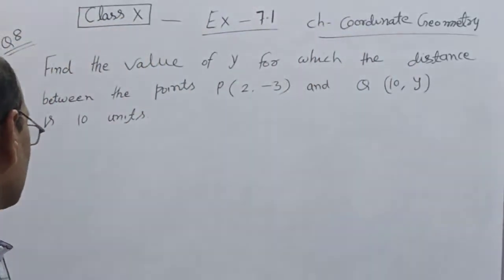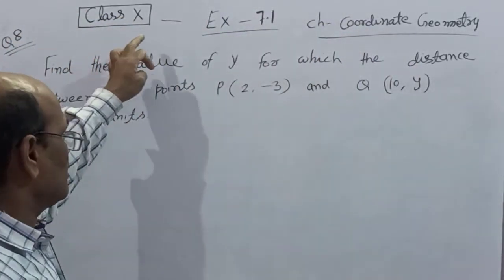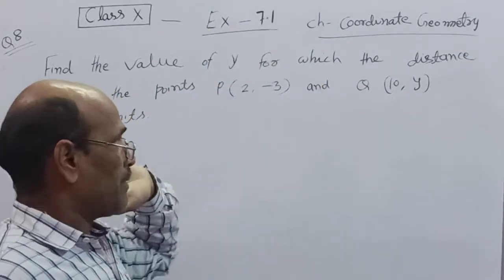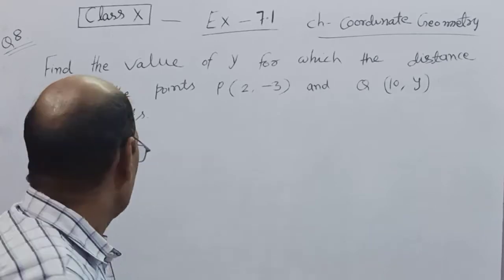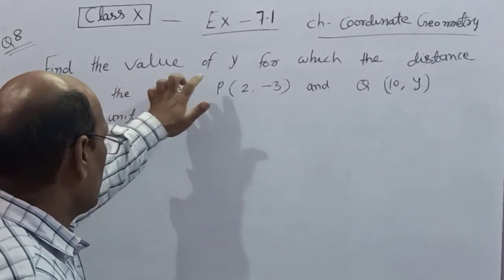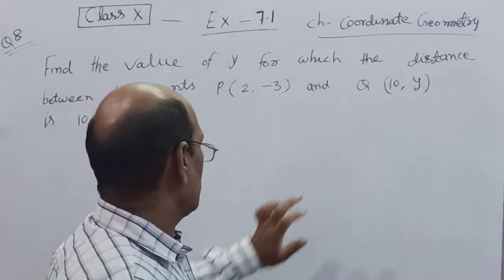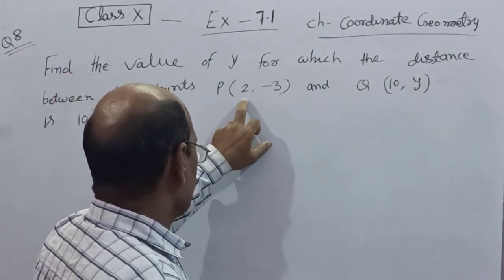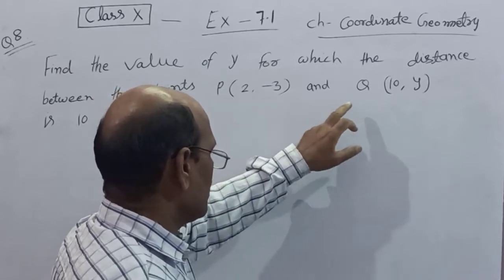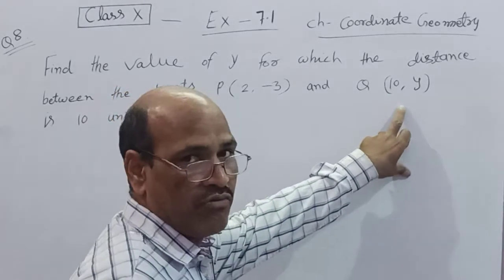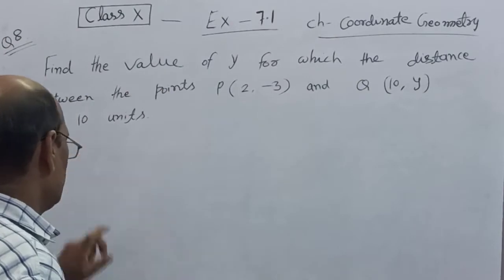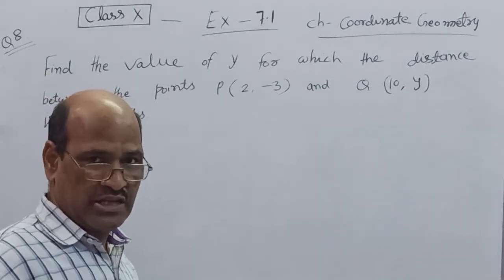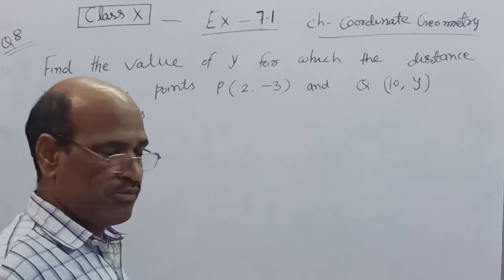I am solving the next question, number 8, class 10, exercise 7.1, chapter coordinate geometry. The question is: find the value of y for which the distance between the points P, with coordinates 2 and minus 3, and Q, with coordinates 10 and y, is 10 units. In this question, we have to find the distance using the distance formula.